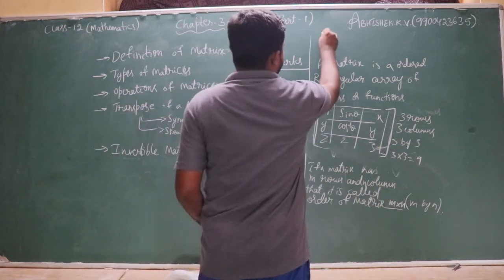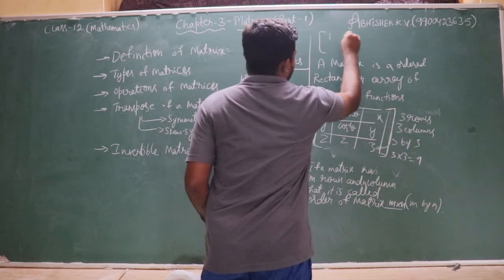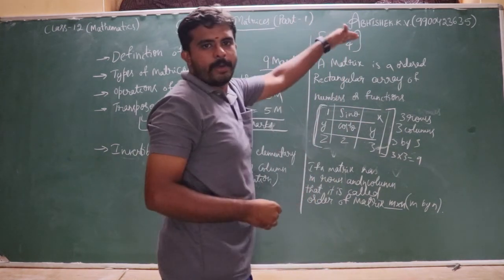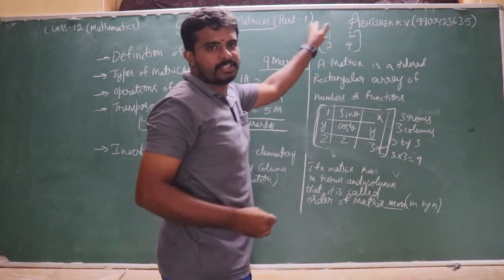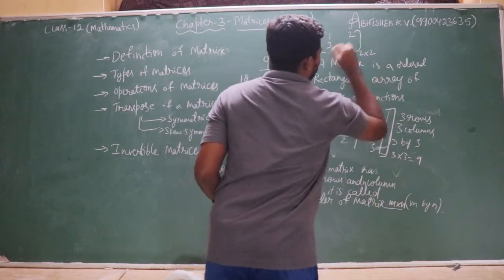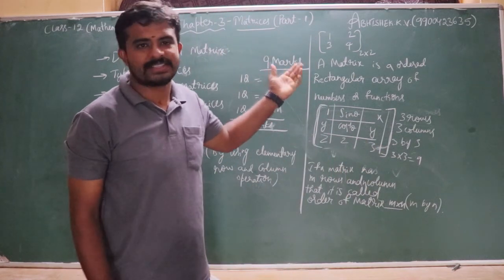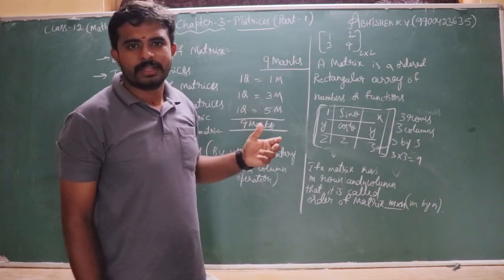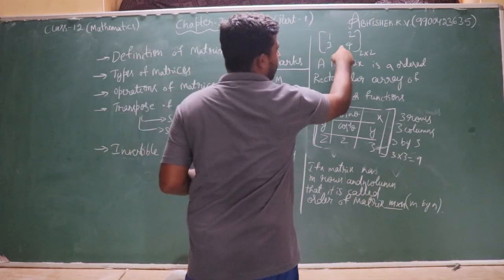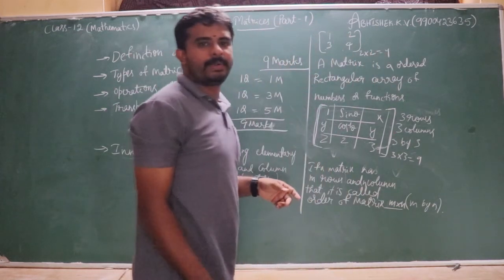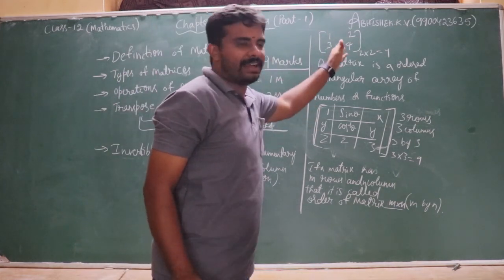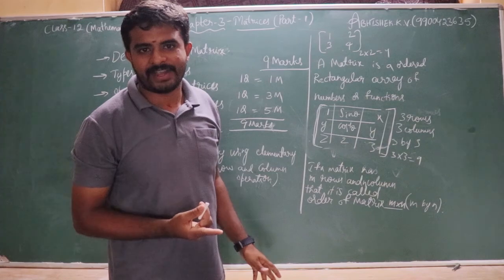See, if I consider this matrix 1, 2, 3, 4, a rectangular array of numbers or functions, these are all the numbers. What is the order of this matrix? 2 by 2. How many elements? 2 into 2, this is 1, 2, 3, 4, which is equal to 4 elements. And what is inside this rectangular array is called the elements of a matrix.